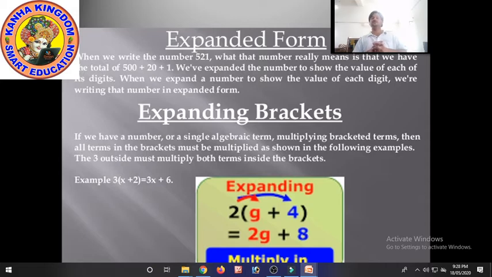Again, one more example of how to expand. Here 2 multiplied by the bracket g plus 4. First you multiply 2 by g, that is 2g, then the plus sign, and finally 2 multiplied by 4, that is 8. So I hope you all understand how to multiply with an expanding bracket. Okay, students?